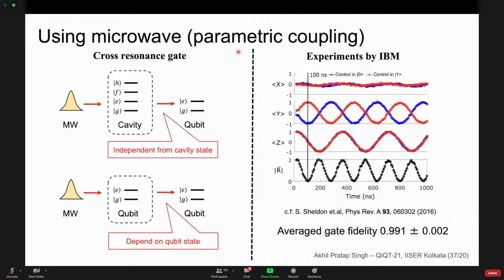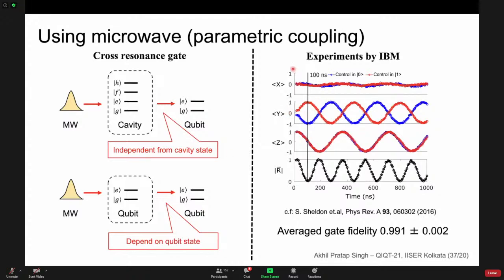So another approach to do a two-qubit gate is the cross-resonance gate. Until now we have seen that depending on the state of the cavity, your E and G qubit state can also be changed. But how about just talking to the qubit? Depending on one qubit, another qubit changes. So in cross resonance, what we do is we drive one qubit at the GE transition frequency of another qubit. So we don't care about the state or the photon occupation probability in the cavity. We just drive one qubit at the frequency of the second qubit, and this is what we get.